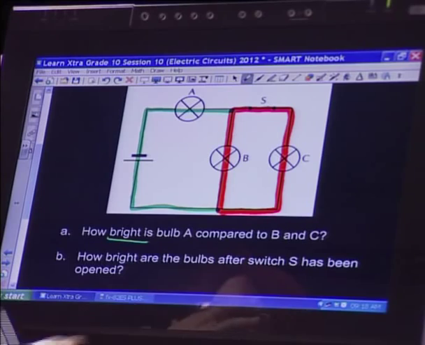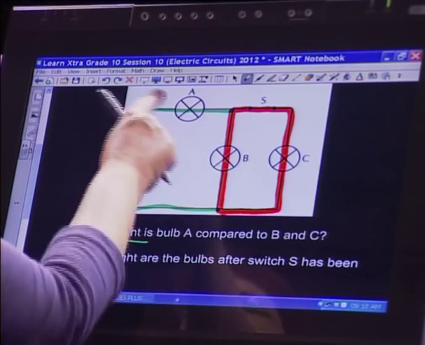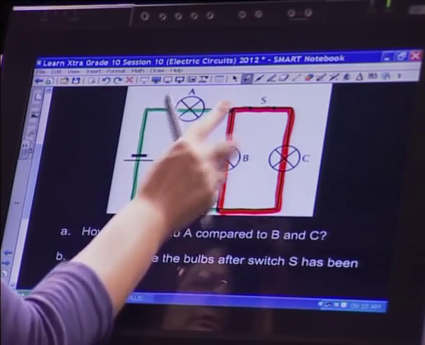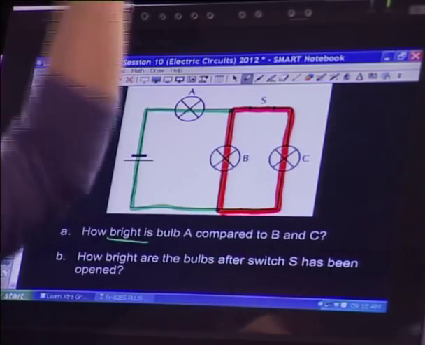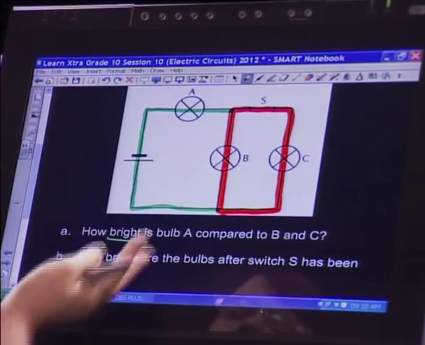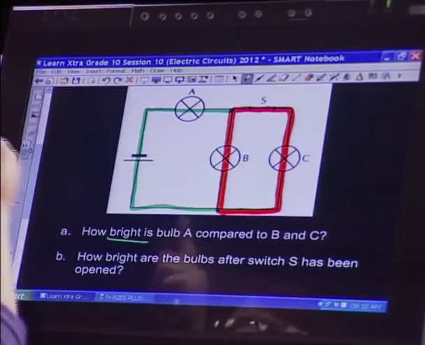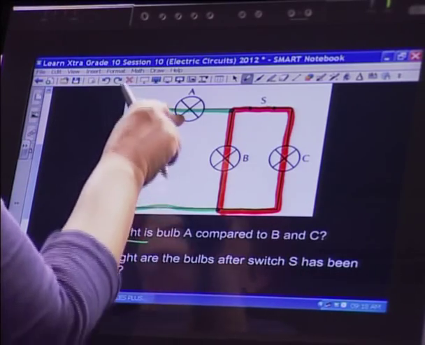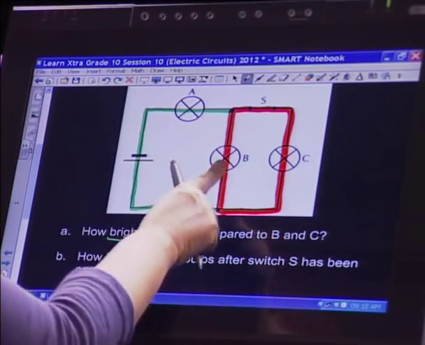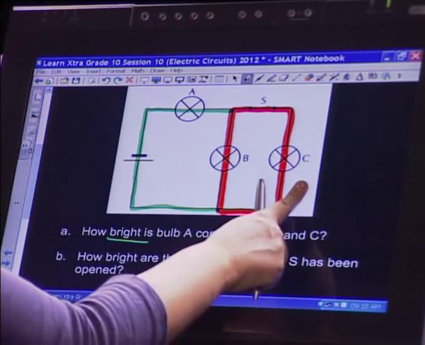When they talk about brightness in a question like this, grade 10s, they're asking you to look at current. The brighter the light bulb, the bigger the current. So, if we look in our diagram again and we go, well, A got all the current, B and C only got half the current each, because it would have split into two. That means A is brighter than B and C.